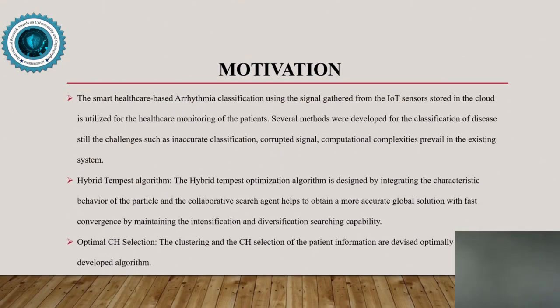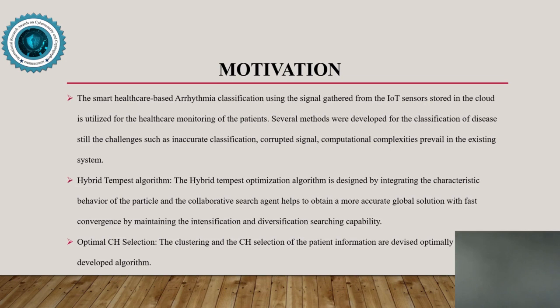The motivation of this project is smart healthcare based arrhythmia classification, using the signal gathered from the IoT sensor and stored in the cloud, which is utilized for the healthcare monitoring of the patients. Several methods were developed for the classification of disease. Still, challenges such as inaccurate classification, corrupted signals, and computational complexities prevail in the existing system.